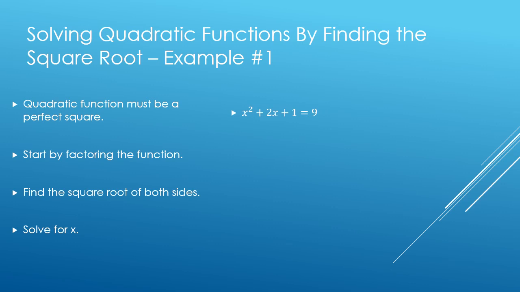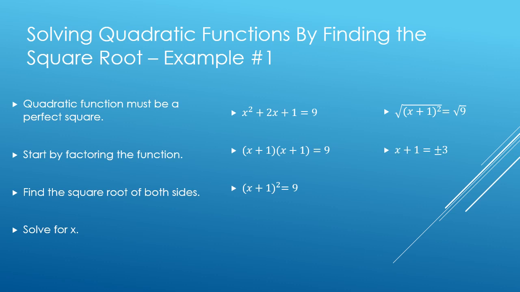You'll notice that the left side of the equation, we'll call it the quadratic side for now, will end up factoring out to a perfect square. In this case, we have x plus 1 times x plus 1 equals 9, which simplifies to x plus 1 squared equals 9. From there, we will move on to the next step, which is taking the square root of both sides. So we have the square root of x plus 1 squared equals the square root of 9.